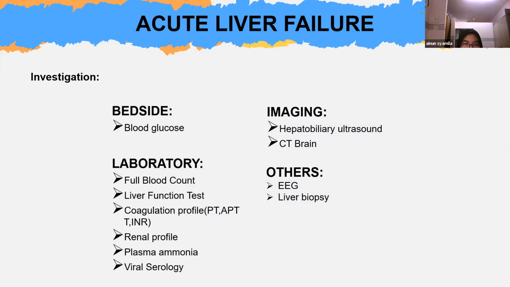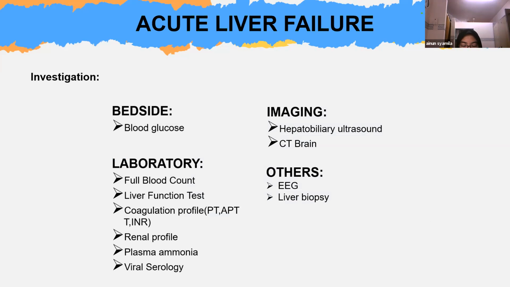Okay, for the investigation, I divided it into bedside investigation, lab investigation, imaging, and others. For the bedside investigation, we can do a blood glucose level to look if there is any evidence of hypoglycemia. For the full blood count, we can look for any presence of thrombocytopenia. For the liver function test, we look for any rise in liver enzymes such as AST and ALT.